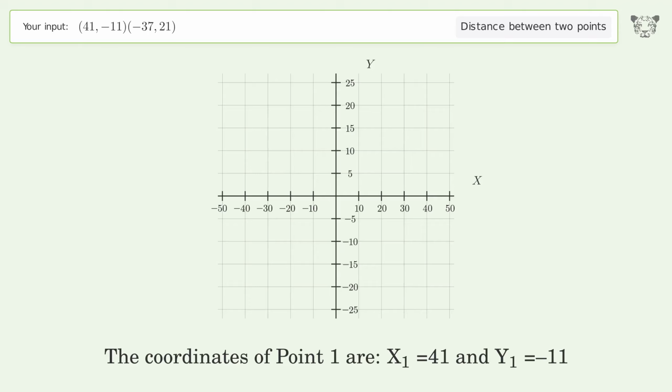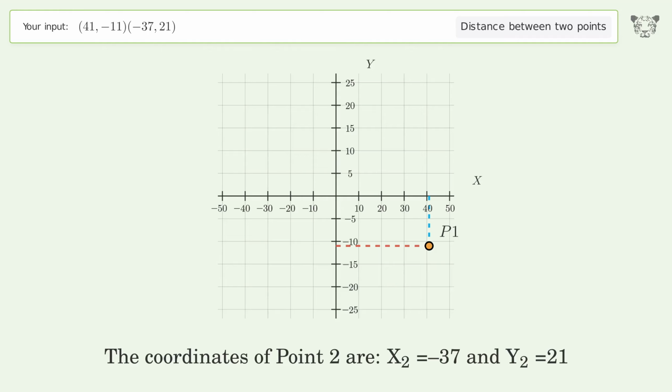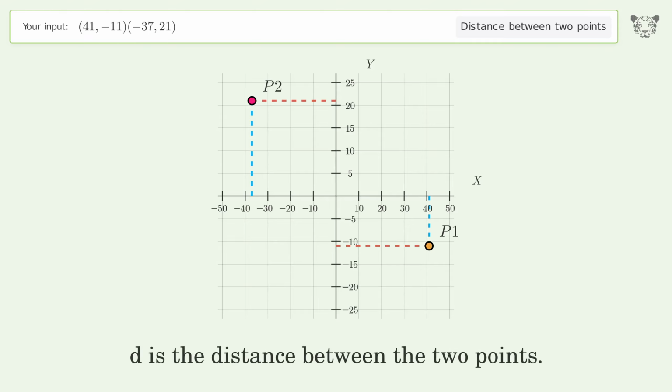The coordinates of point 1 are x1 equals 41 and y1 equals -11. The coordinates of point 2 are x2 equals -37 and y2 equals 21. D is the distance between the 2 points.